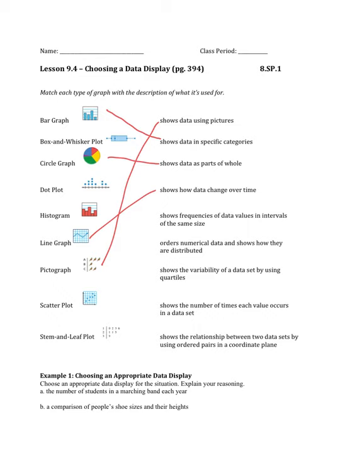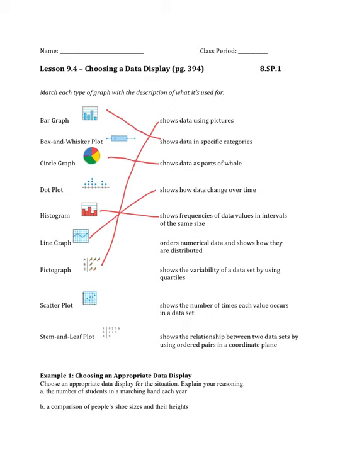Frequencies of data values in intervals of the same size, that is a histogram. We put each of our data values into a group. Each of those groups needs to be the same size, and then we see how many data values fall into each group. Okay, orders numerical data and shows how they are distributed.